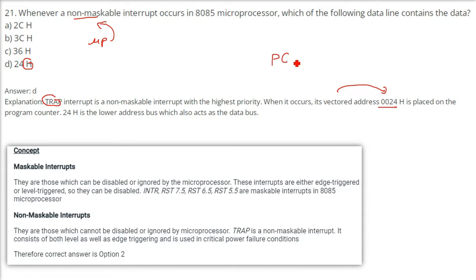You know, program counter always has the address of the next instruction to be executed. So this 0024 will be placed in the program counter, and the 0024 is the lower address bus, which is also acting as the data bus. As I told you, AD0 to AD15 is the whole address bus, and the 8-bit part is used for the data bus as well. So here the answer is 24H.